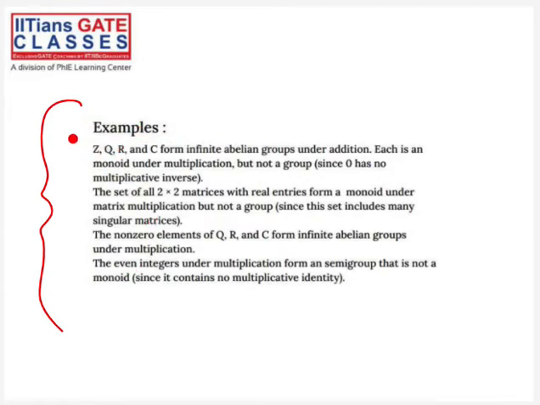actually, this first example is saying that your base set is changing. These are four questions basically. The base set Z means the set of all integers, Q means the set of all rational numbers, R means the set of all real numbers, C means the set of all complex numbers. Anyway, do not worry about complex numbers from the GATE point of view. Just think Z, Q, R. Okay, form an infinite abelian group.